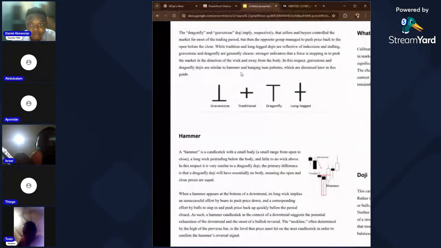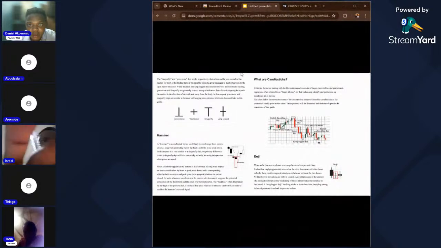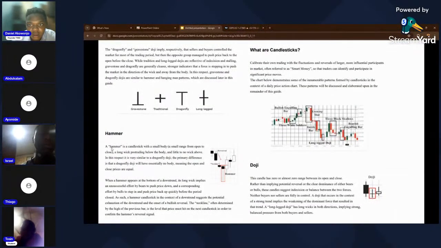So now, okay, let me open this. So yeah, we have the hammer. Now, the hammer is a candlestick with a small body. What it does is a small range from opening to close. You understand? It has a long wick. The hammer is the next candlestick I'm talking about now. It has a long wick and it has a small range from opening to close.